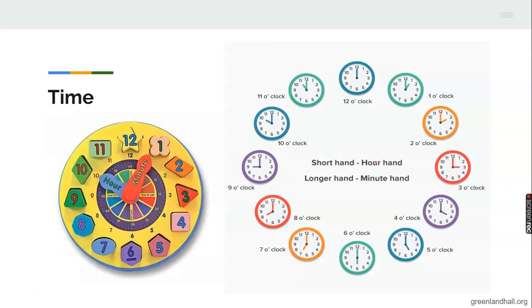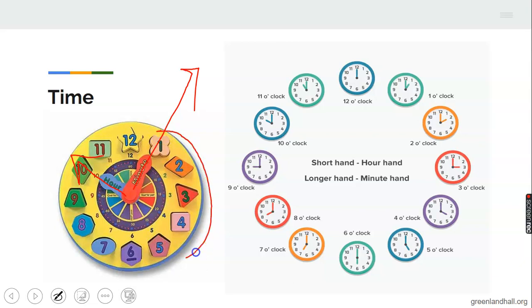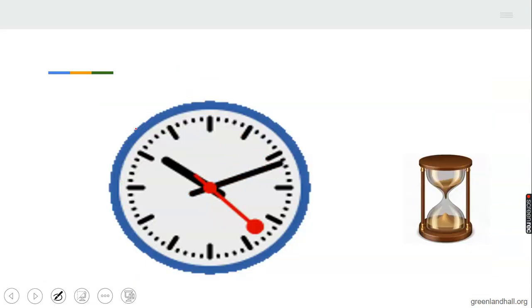Now we come to time. Time has to do with the part of the day that we are in. We tell the time to know whether we are in the morning, the afternoon, the evening or the night. In the last lesson we learned about the hour hand and the minute hand. The minute hand is the long hand, while the hour hand is the short hand. It is not as long as the minute hand. On the face of a clock, you have the numbers 1 to 12. This is a picture of a wall clock.